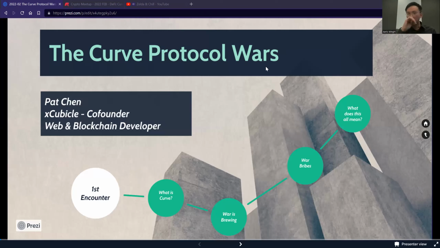So this presentation is going to be about what is Curve and how it's connected to liquidity and exchanges and DEXs. All right.